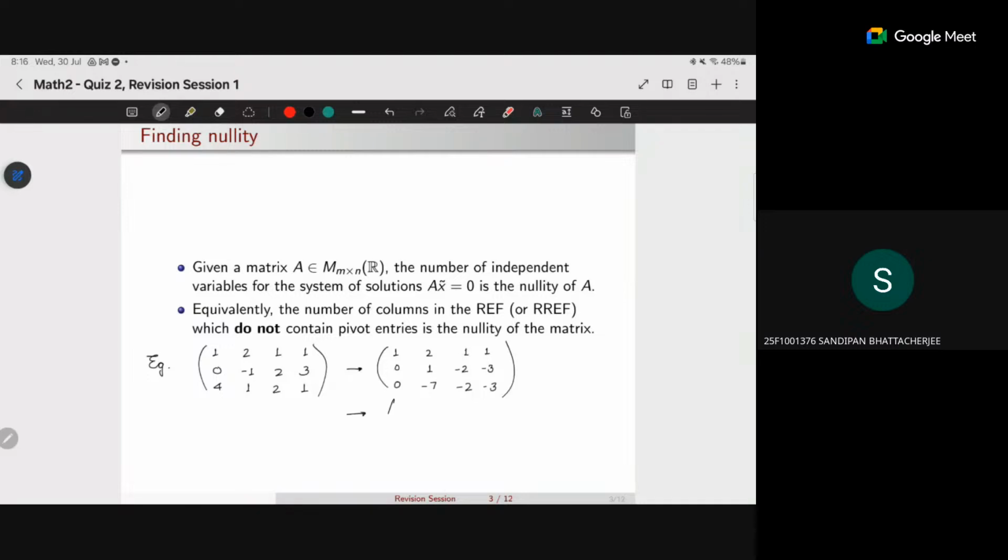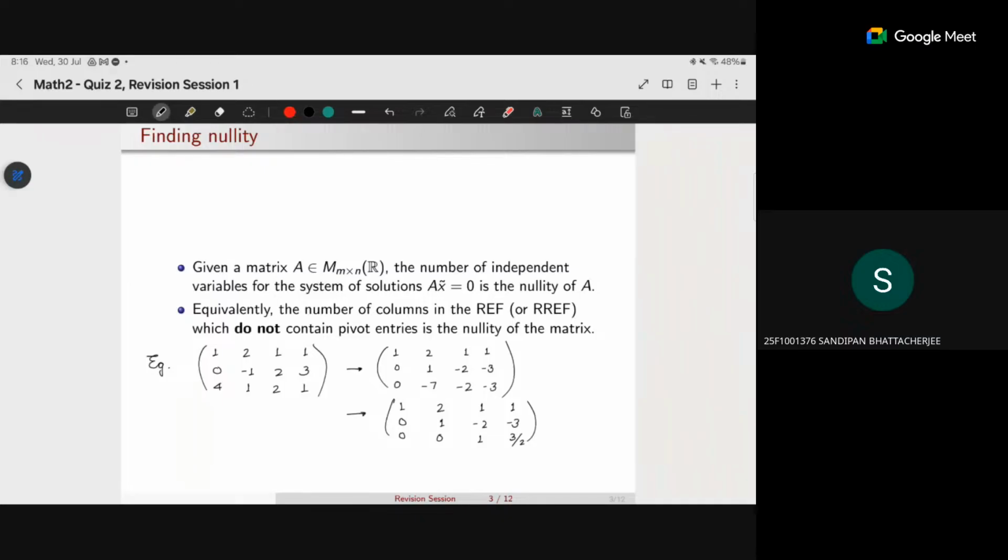This is still not in REF. If I add 7 times now, here I'll get a 0. Minus 16 and minus 24. So I'll just write it as 1 and 3 by 2, I believe. Whatever it is, the thing is that once you get the REF, getting the REF should be routine by now.